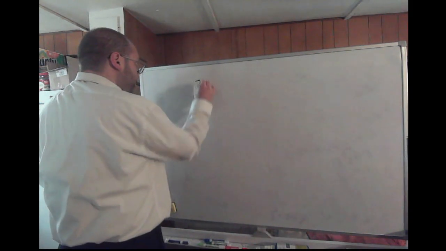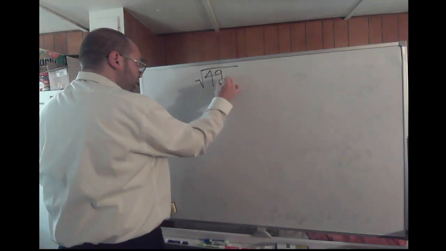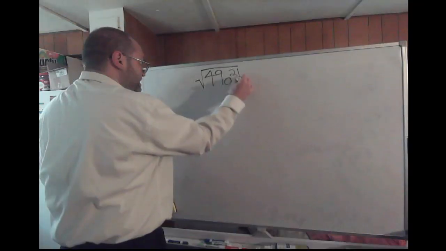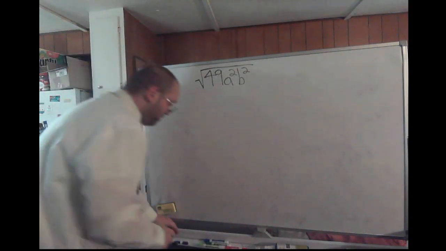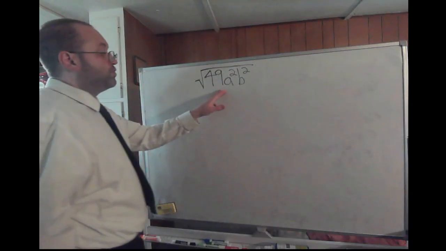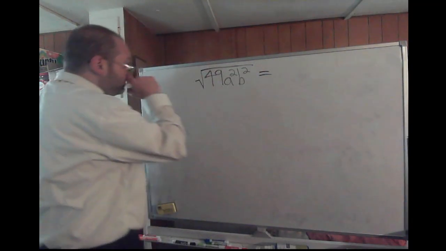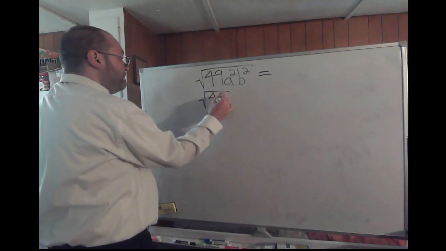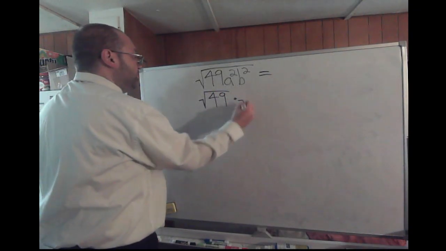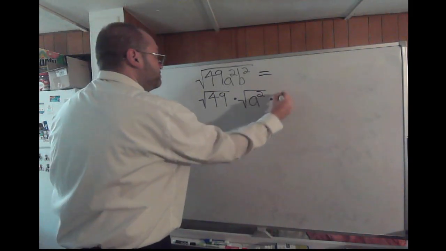Square root of 49 a squared b squared. So it's similar to the last problem, only this time we have square root of 49 a squared b squared. Well, this can, again, we'll split into 3 parts. We'll have the square root of 49 times the square root of a squared times the square root of b squared.